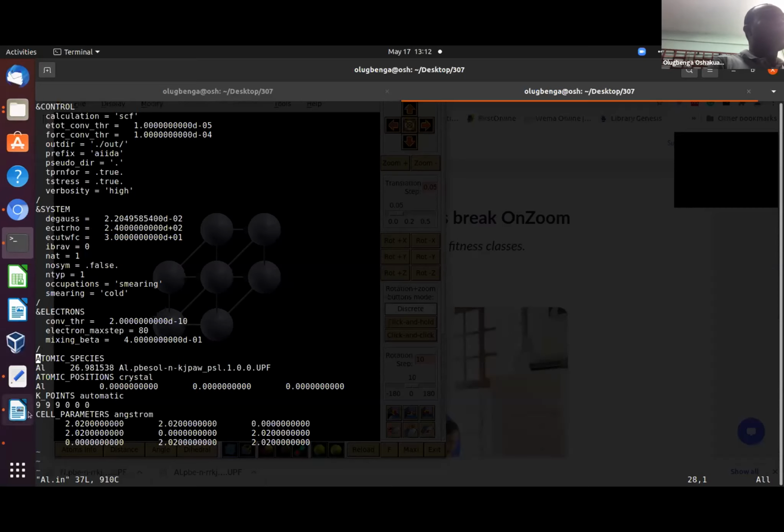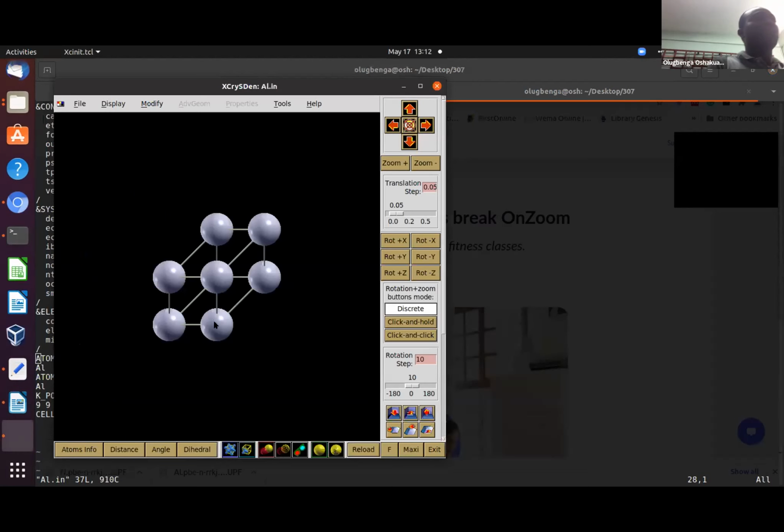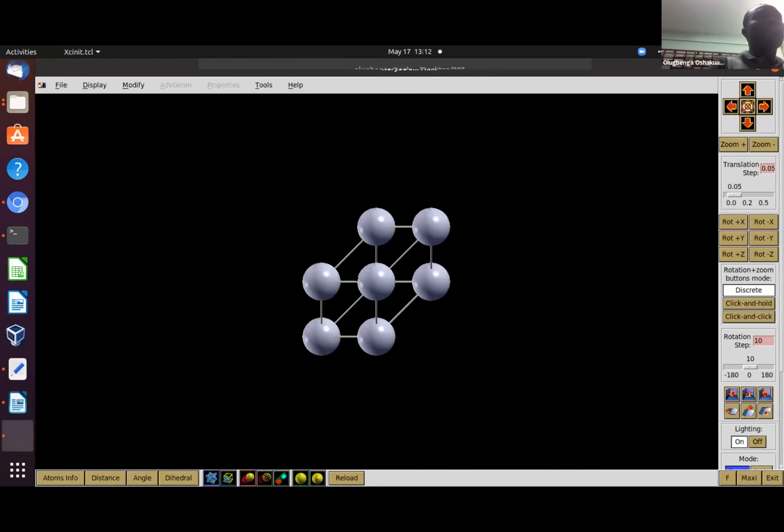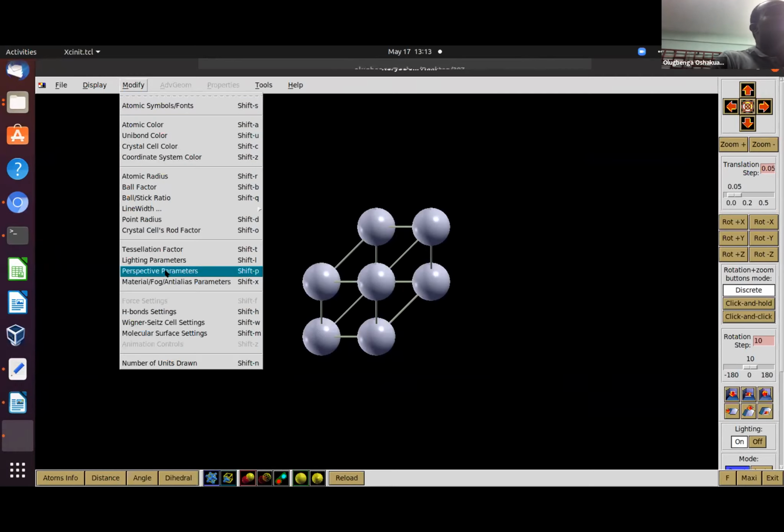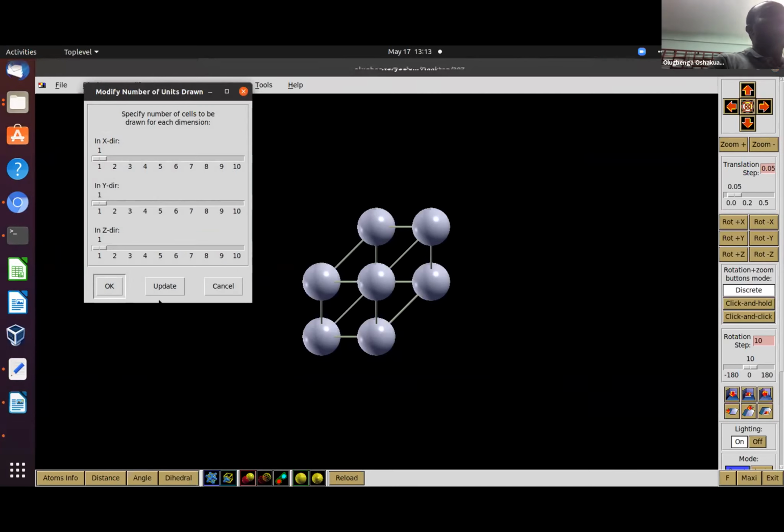And let's go back and visualize what we are trying to visualize. Let me make it bigger. When you view this, this is face-centered cubic. This particular lattice point is at the lower bottom corner. Let me make it bigger, let me increase this one after the other in different directions.